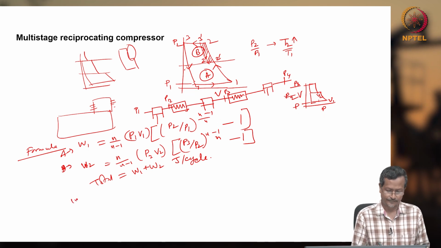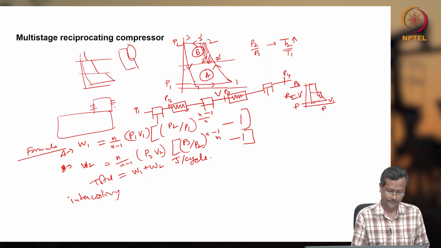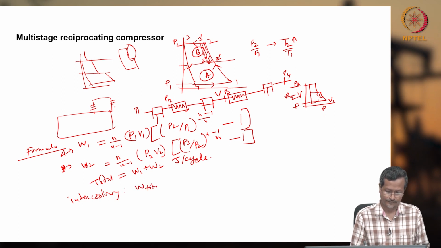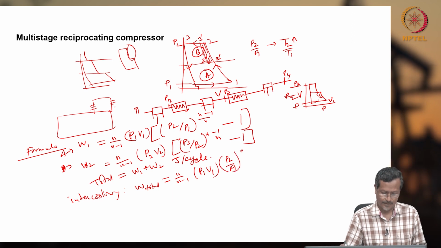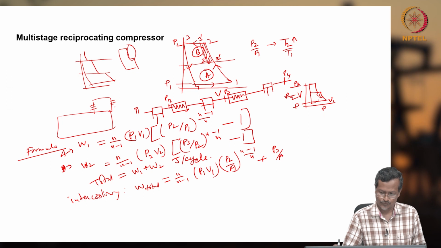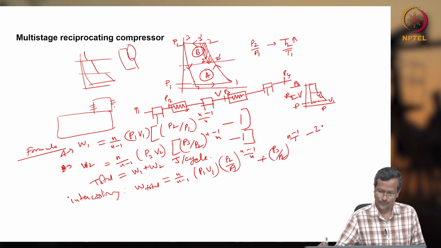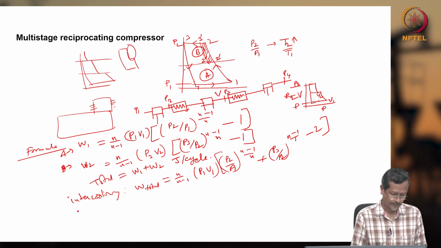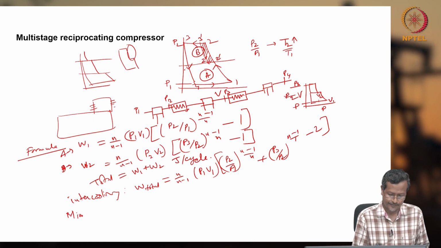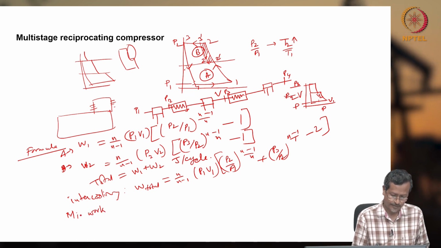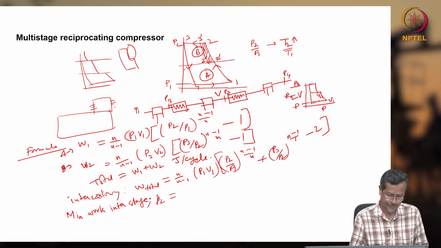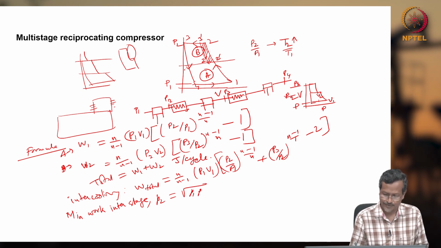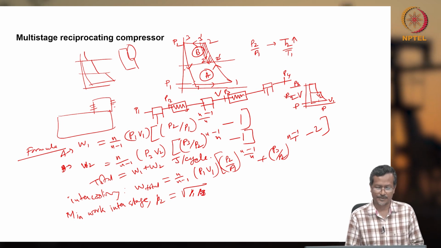Now if you are using intercooling, W total will be n/(n-1) P1 V1 [(P2/P1)^((n-1)/n) + (P3/P2)^((n-1)/n) - 2]. For minimum work in the interstage, the intermediate pressure P2 will be the square root of the multiplication of P1 and P3.